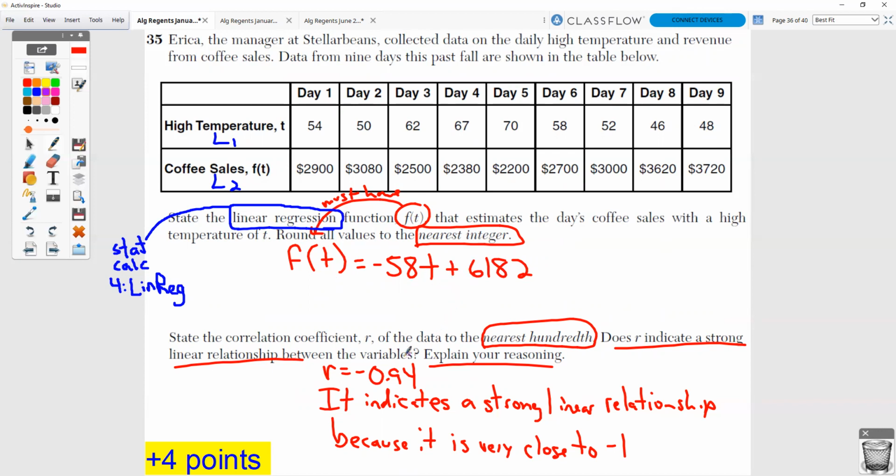That's worth 2 points. State the correlation coefficient, the R value, rounded to the nearest hundredth. So again, you want to do stat calc linear regression and look at your R value. It ends up being negative 0.94 to the nearest hundredth. Then they want to know, does that indicate a strong regression, and why? Yes, it does. It indicates strong because it's very, very close to -1. So you get 2 points for your equation up here. You get 1 point for stating the R value and 1 point for saying that it's close to -1.